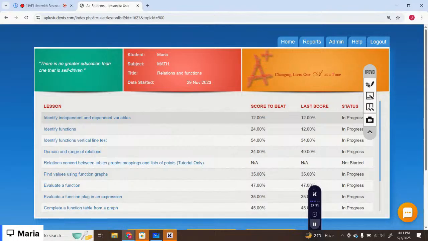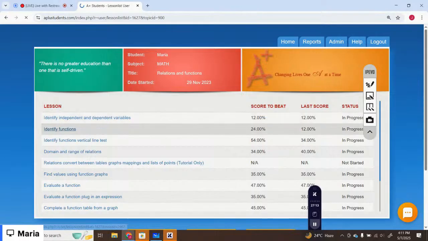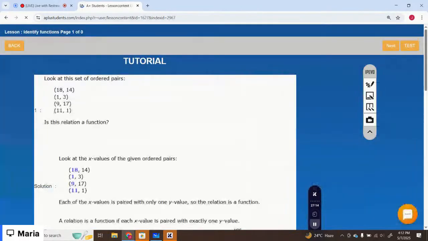The next lesson is identify functions. Let's just start with the lesson. Look at this set of ordered pairs. Is this a relation?